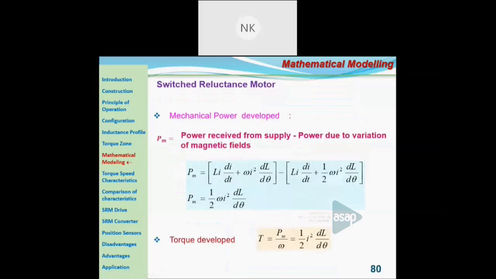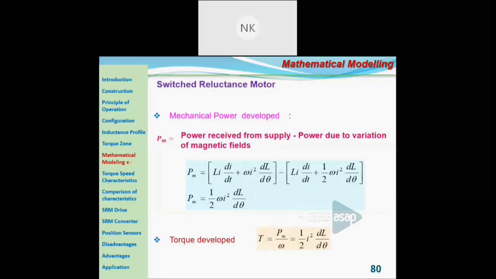That means the mechanical power developed will be the difference between the power received from supply, that is E into i, and the power due to variation of the magnetic field energy stored in the inductor. Then the final mechanical power is equal to half of omega I square into dl by d theta. This is an important relation in the case of switch reluctance motor. In any reluctance motor, the mechanical power developed will be this factor.